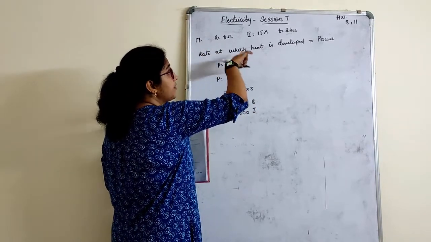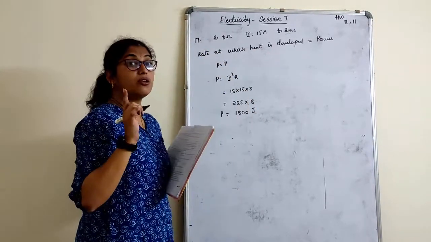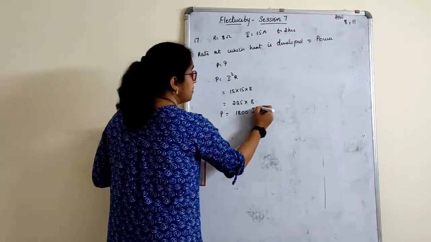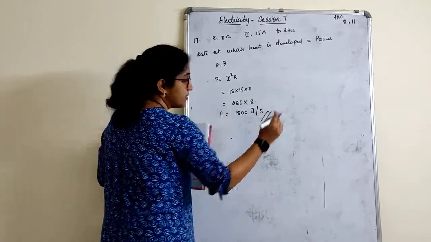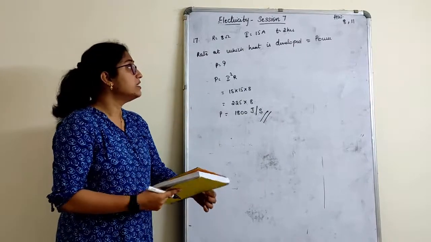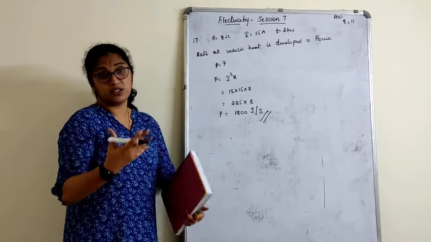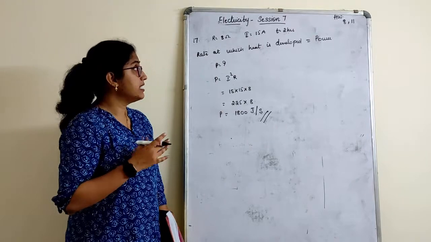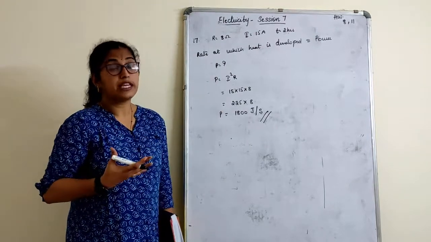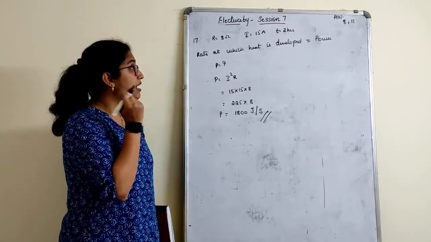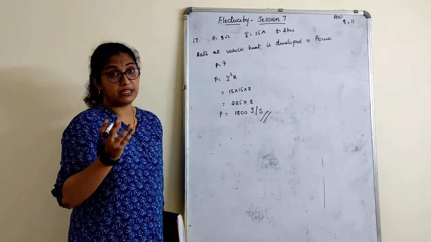Now heat is measured always in terms of joules. Rate at which heat is developed, rate is always with respect to time, per second. That's the answer. Here there are so many instances, children, where you come across formulas where what is given, we don't make use of it. But the trick is to understand the given question properly.